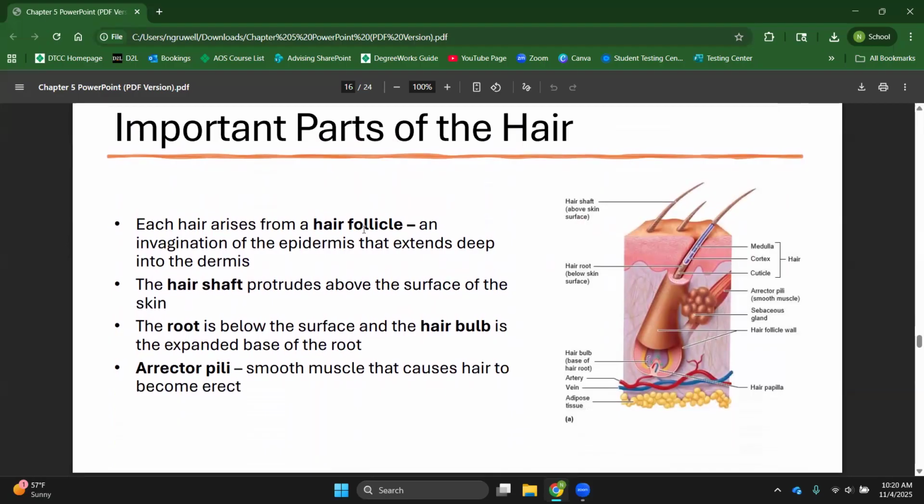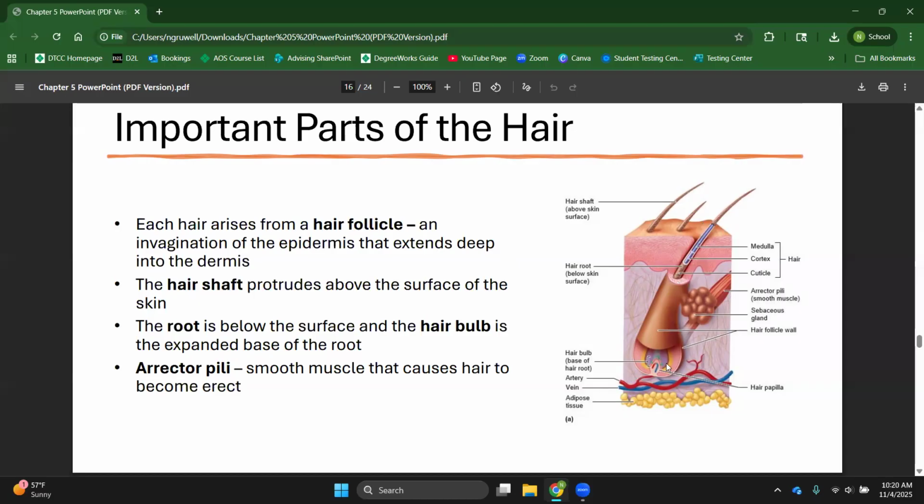So a hair follicle is actually an invagination, a pocket of our epidermis, which extends deep down into the dermis. Within our hair follicle, we're going to find the hair root, which is below the surface of the skin, and the hair shaft, which is above the surface of the skin. So keep in mind, the hair follicle is not part of the hair itself. That is kind of the pocket that our hair is located in.